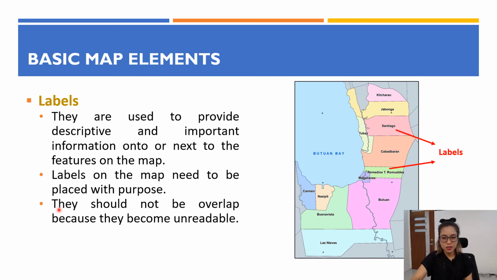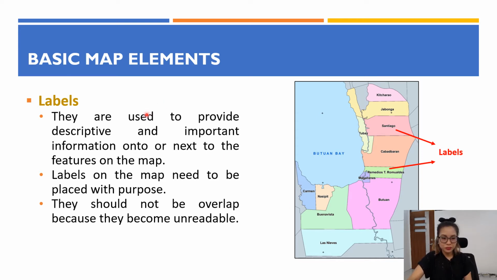Okay, the labels. So this is what I'm talking about. Sometimes the legend can be disregarded, for me lang ha, if kumpleto naman ang information na makita nato sa map. Like for example, this one, so na may labels na Kitcharaw, Habonga, Santiago, Kabadbaran. So same lang gyapon siya sa gipakita sa legend. So that could be redundant na po.